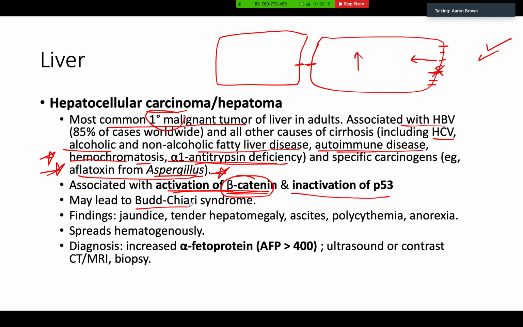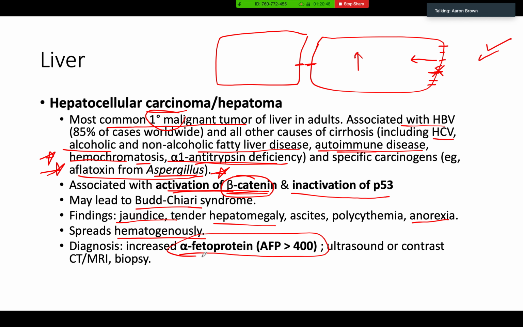Great. Budd-Chiari syndrome is essentially a portal hypertension due to cirrhosis. Well, okay, so that's not exactly it. It's thrombosis of the hepatic or the portal vein. Okay, that is Budd-Chiari syndrome, and that's something that you can see here. Findings here: jaundice, a tender liver. When you're pressing on the liver, it doesn't feel great. Anorexia. It spreads through the blood, and diagnosis: alpha-fetoprotein.